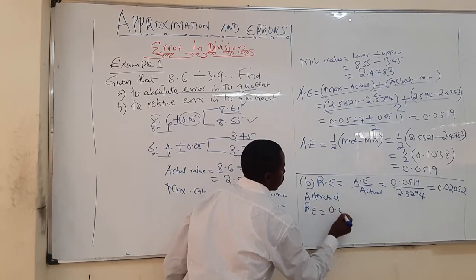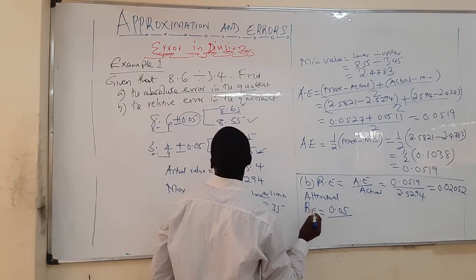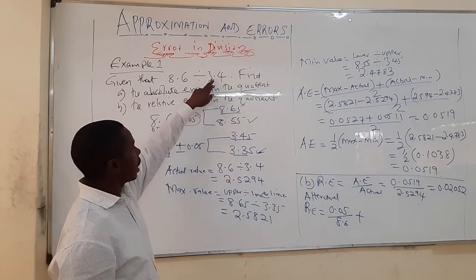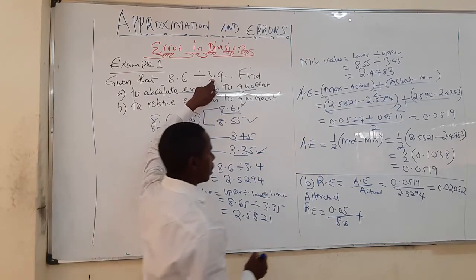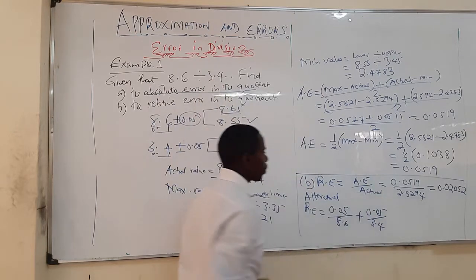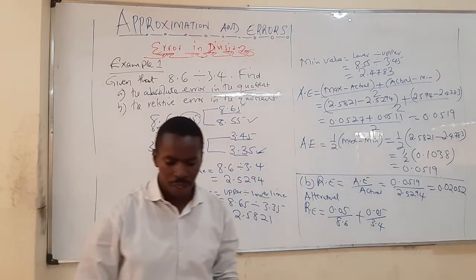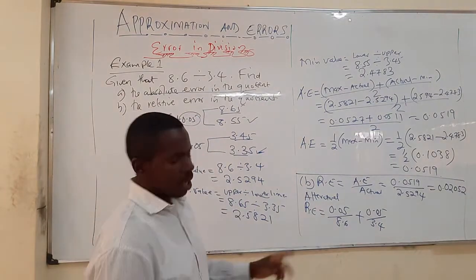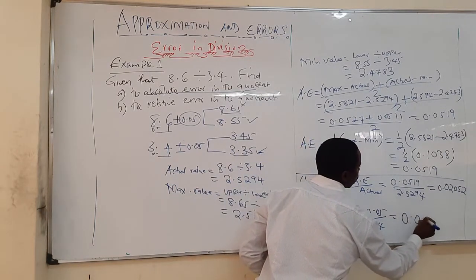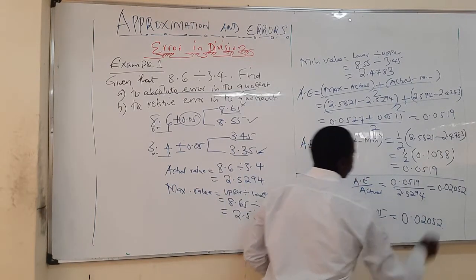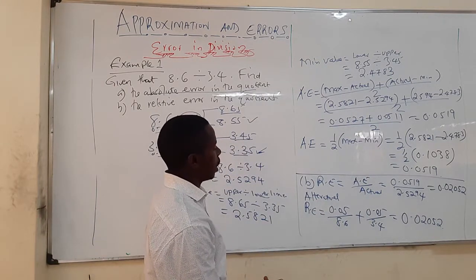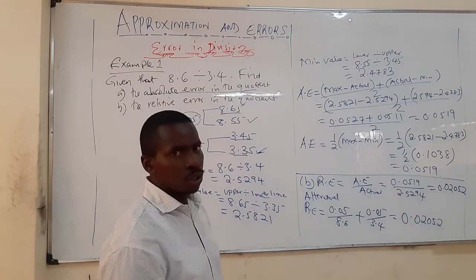So for the 8.6, its relative error is 0.05 divided by 8.6. We add the relative error of the second number, that is now 0.05 over 3.4. And when you add these two, they should give you the same value as we have there for the relative error, 0.02052. So that's how you can get the relative error and the absolute error in the quotient.